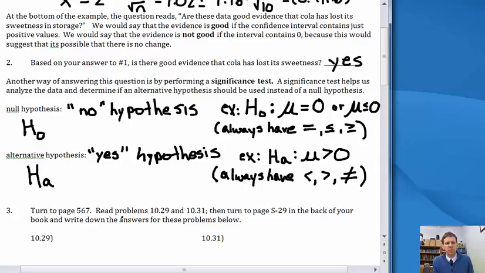Now we have you turn to page 567. You're going to read examples 10.29 and 10.31 in your book. The answers to these problems are found in the back of your book on page S29. I'd like you to read the problems. I'd like you to write down the answers for these by copying from the back of the book, and we'll talk about what these results mean in just a moment. So we're going to pause the video and we'll have you finish these two problems. We'll give you a couple minutes to do that.